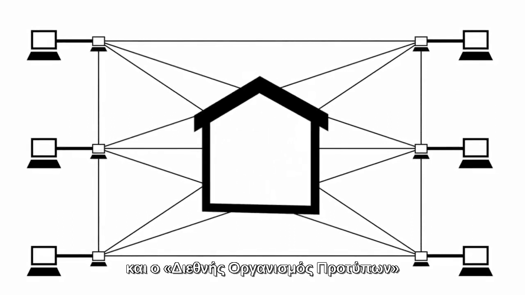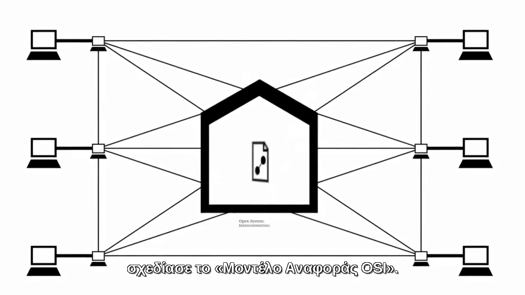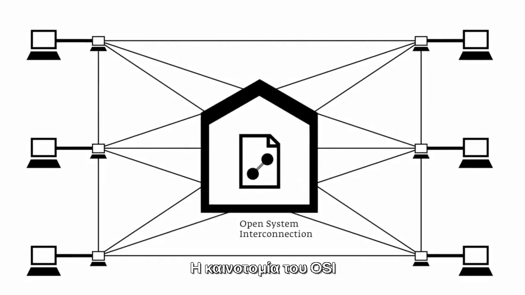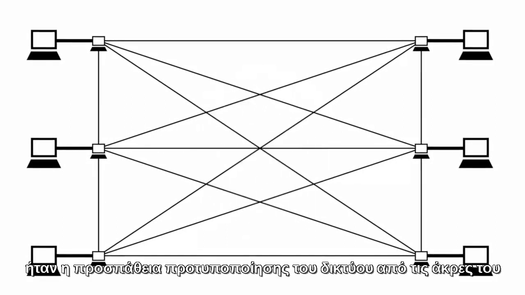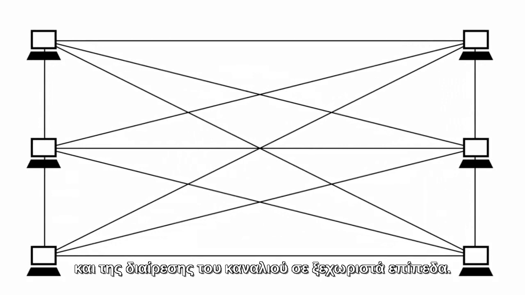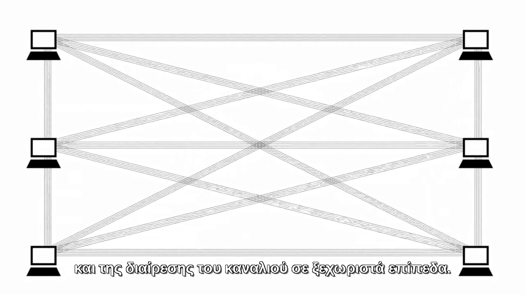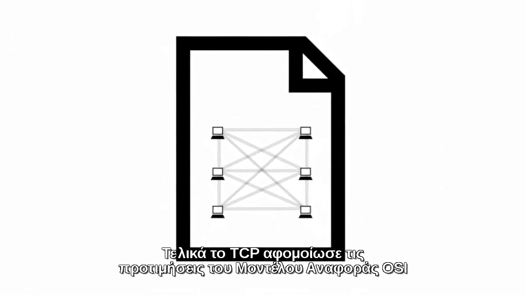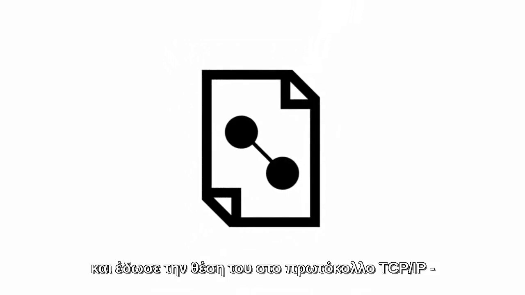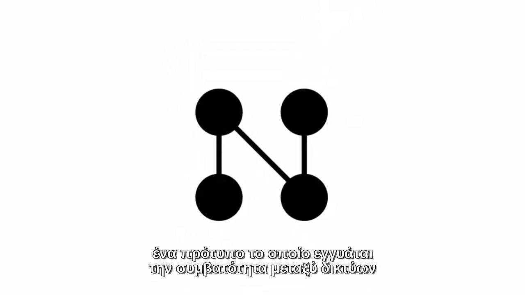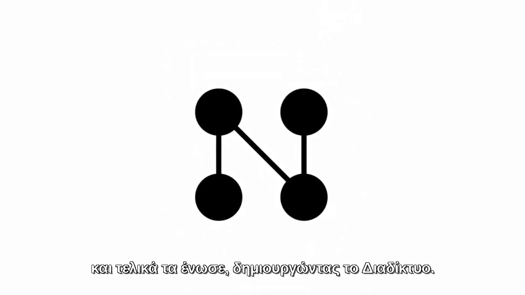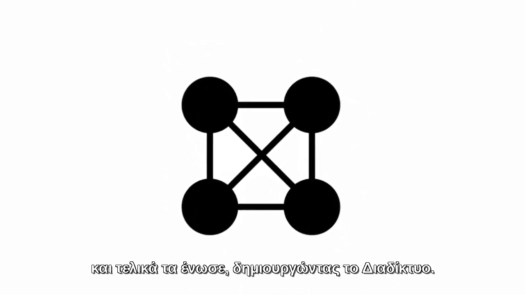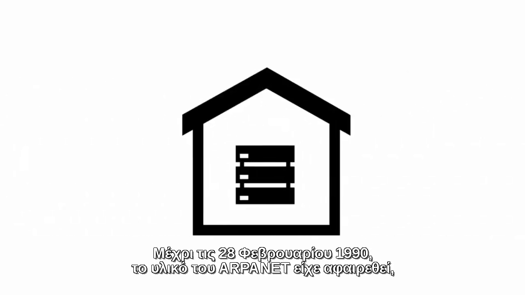And the International Organization for Standardization designed the OSI reference model. The innovation of OSI was the attempt to standardize the network from its ends, and the channel's division into separate layers. Finally, the TCP assimilated the preferences of the OSI reference model and gave way to the TCP/IP protocol, a standard which guaranteed compatibility between networks, and finally merged them, creating the Internet. By February 28, 1990, the ARPANET hardware was removed, but the Internet was up and running.